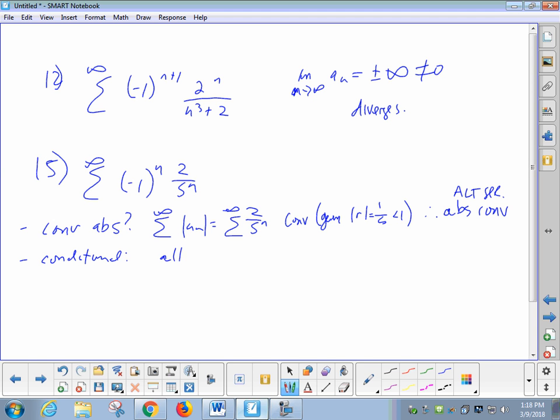Is it alternating? Yes, it is. Is it true that the n plus 1th term, 5 to the n plus 1, is greater than 5 to the n? I know that to be true. So 2 over 5 to the n plus 1 is less than 2 over 5 to the n. That would be true, and therefore the terms do decrease. One more thing: the limit of the terms, do the terms go to 0? That's a yes. So we would also conclude it converges conditionally.